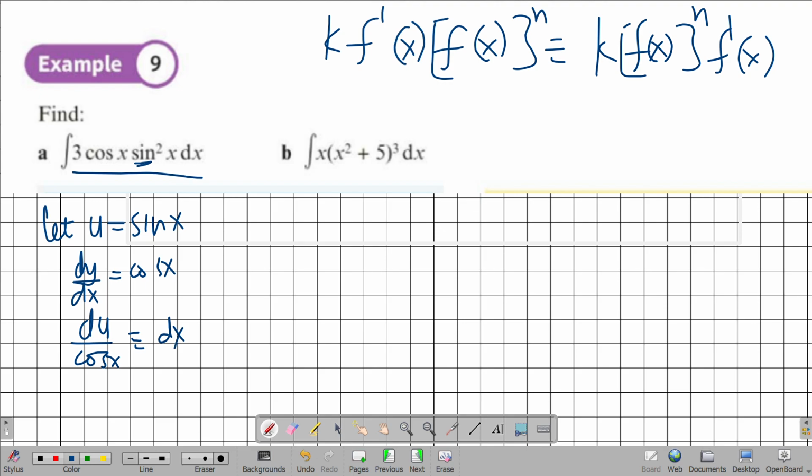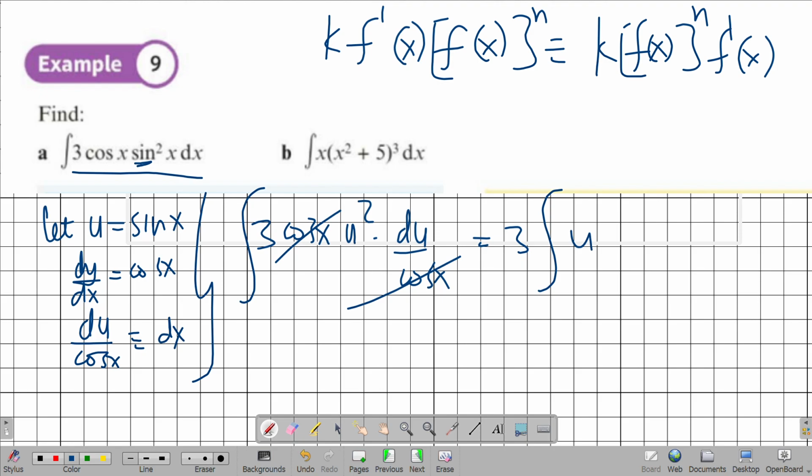You proceed with your substitution. This is going to be 3 cos x, but where there is sine, you now put u but squared, then you have du over cos x. So this simplifies the equation. So we are going to have 3 u squared du, which is just 3 u to the power of 3 over 3 plus c, which is equal to, this 3 and this 3 cancel. We have u cubed plus c. And u was sine, so that's going to be sine cubed x plus c.